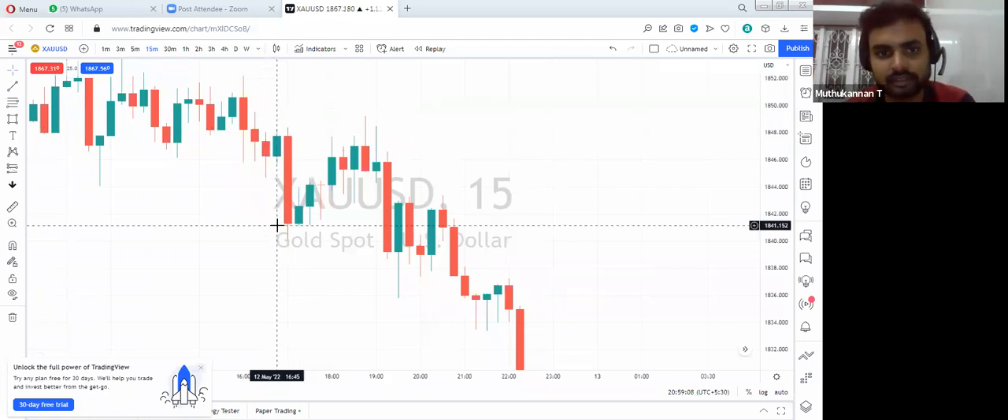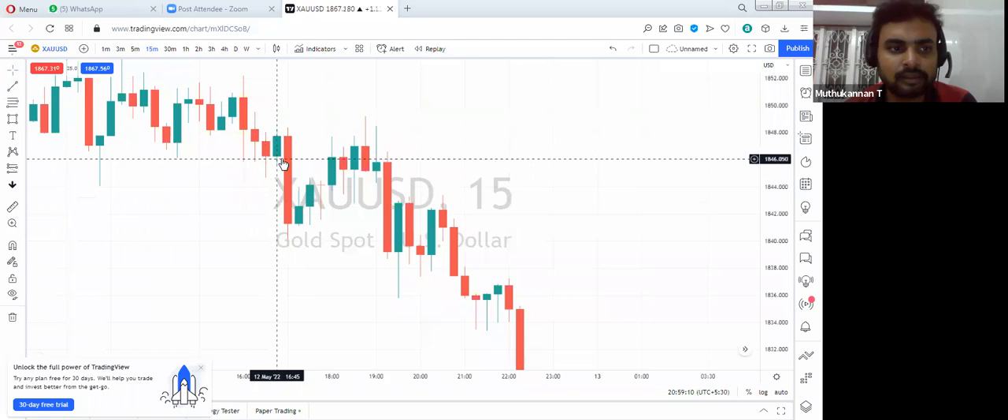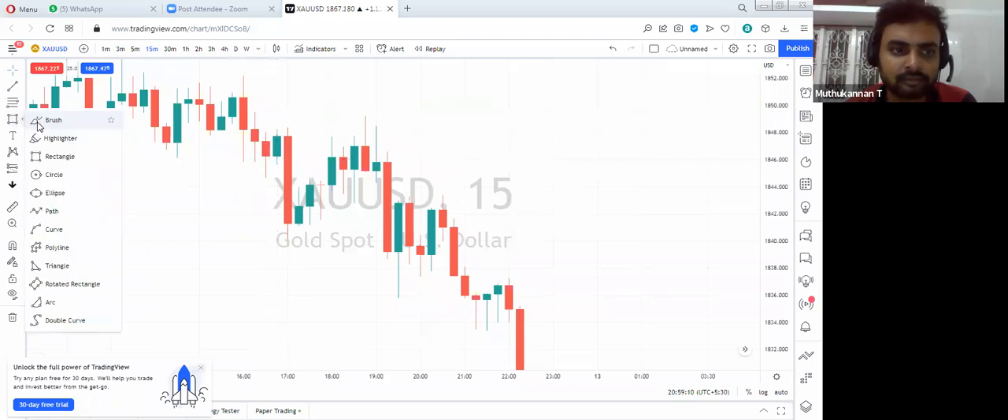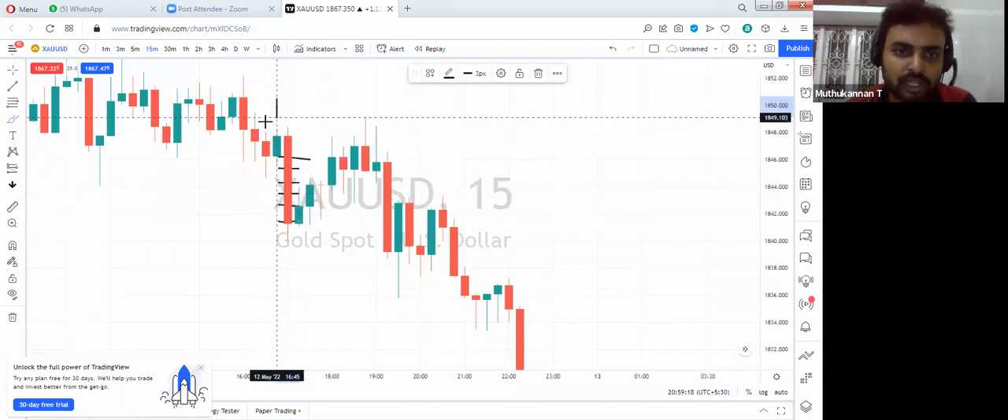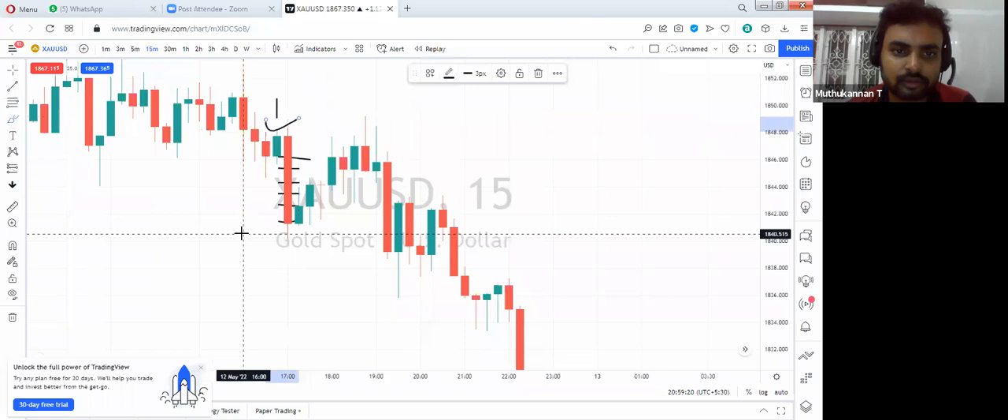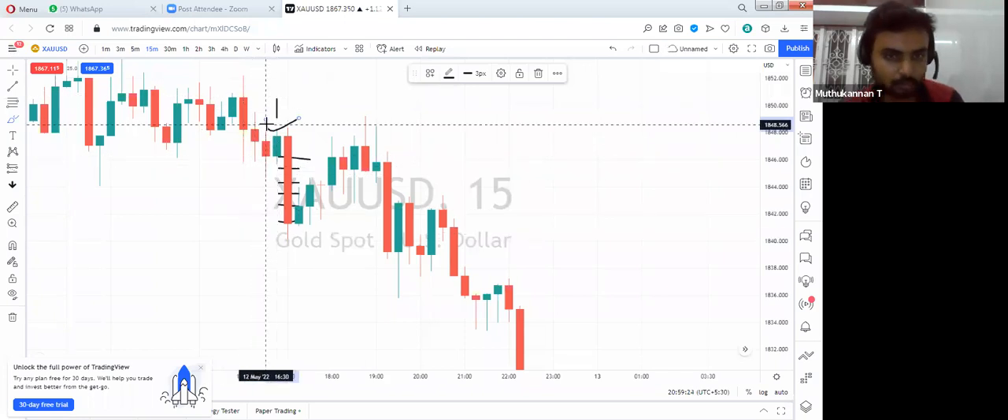First thing, right? And some guys entered here by seeing this big bearish candle. They sold here also. And smart money also sold here. Sold here, right? Sorry, bought here. I'm sorry, they bought here.